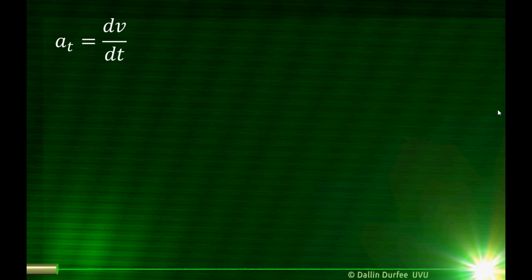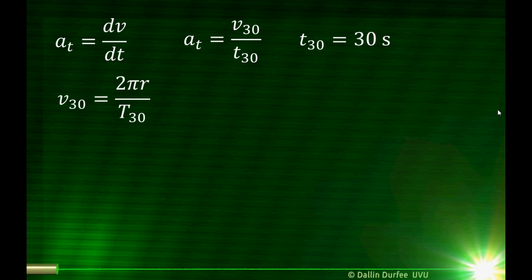And this is going to be constant because in the problem we said that the velocity at the edge of the merry-go-round is going to increase linearly with time. So that means that the tangential acceleration is just how fast it's going after 30 seconds divided by 30 seconds, right? So t30 is just my variable where I'm going to plug the time it took to accelerate up, which is 30 seconds. Well, what is the velocity after 30 seconds? It's just the circumference divided by the period, the time it takes to do one circle after it's accelerated for 30 seconds.